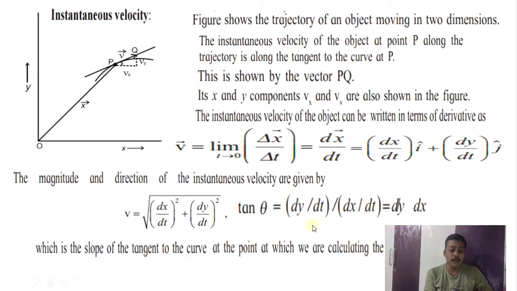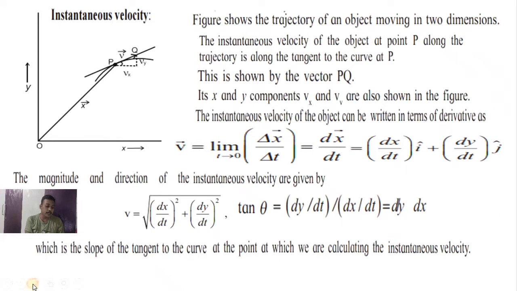Tan theta is equal to, where theta is the angle which shows the direction of velocity. So tan theta is vy upon vx. Instead of vy we write dy by dt, and instead of vx we write dx by dt. The dt gets cancelled, and we get dy by dx.